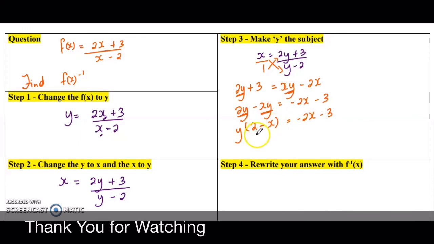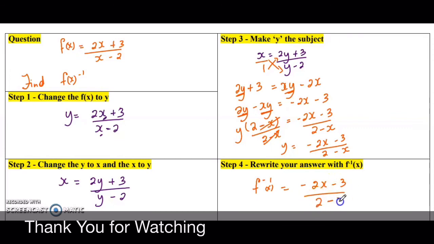I want to make y the subject. I divide by 2 minus x. Whatever I do on one side, I am going to do on the next. So I cancel, cancel. So now my answer is y is equal to negative 2x minus 3 divided by 2 minus x. Final answer. I am just going to go ahead and write the inverse, which is equal to negative 2x minus 3 divided by 2 minus x. And that would be my answer if I am solving for this question.